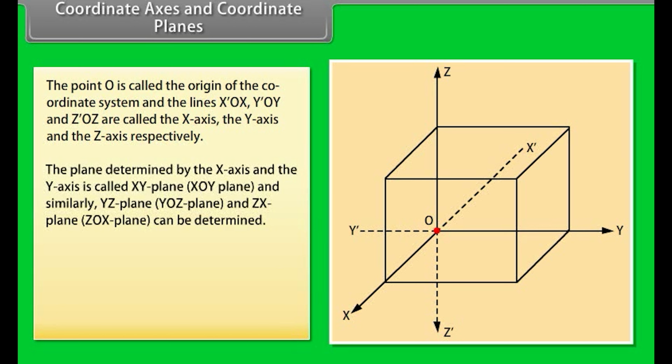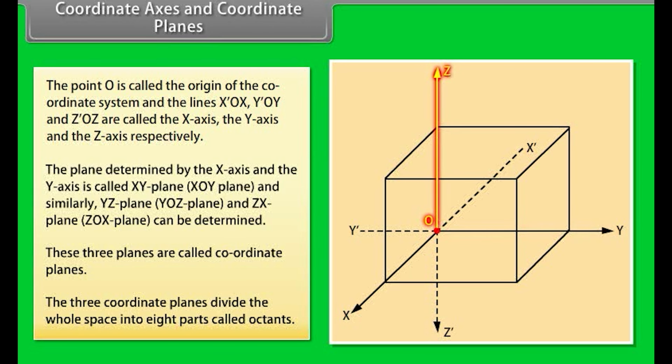The plane determined by the x-axis and the y-axis is called xy plane, that is XOY plane, and similarly YZ plane, that is YOZ plane, and ZX plane, that is ZOX plane can be determined. These three planes are called coordinate planes. The three coordinate planes divide the whole space into 8 parts called octants.